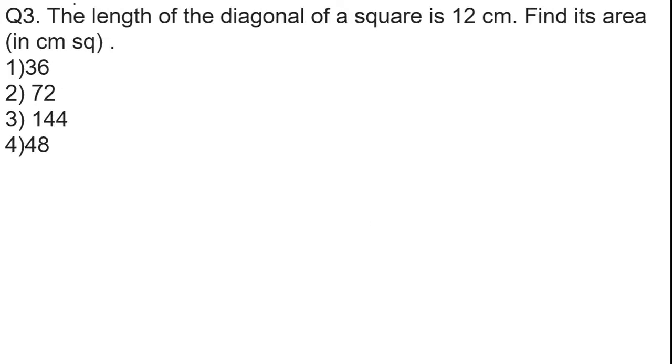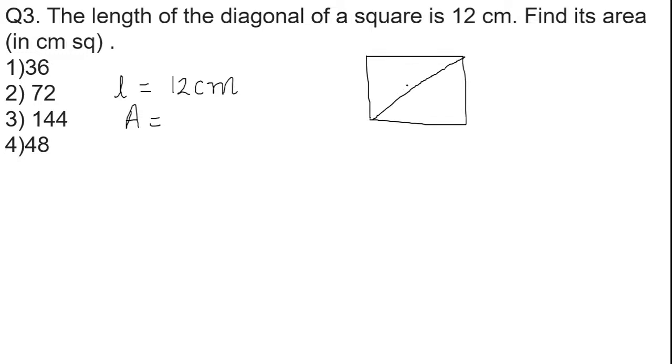Question number 3 is: given the length of the diagonal of a square is equal to 12 centimeter, find its area. Again a very simple question. They have given us a square as well as the diagonal's length, that is equal to 12 centimeter. We have to find the area.